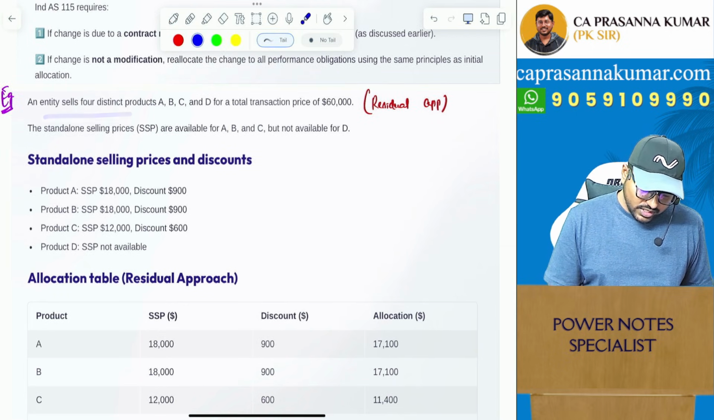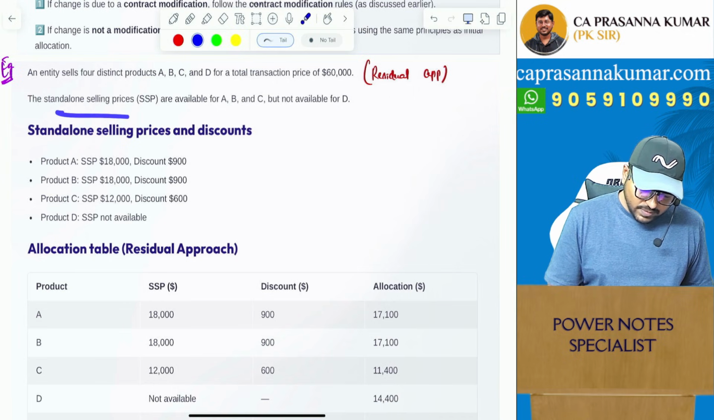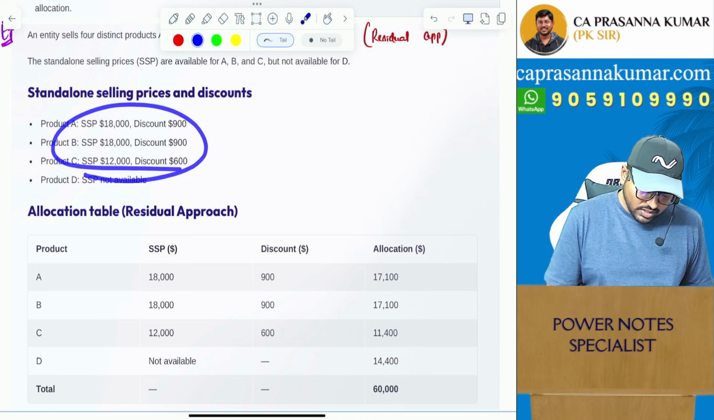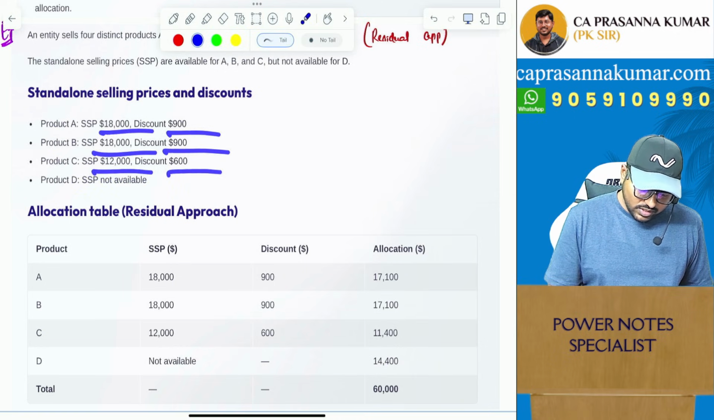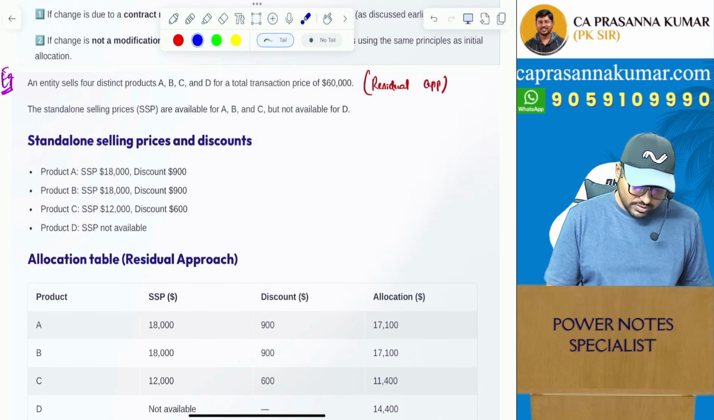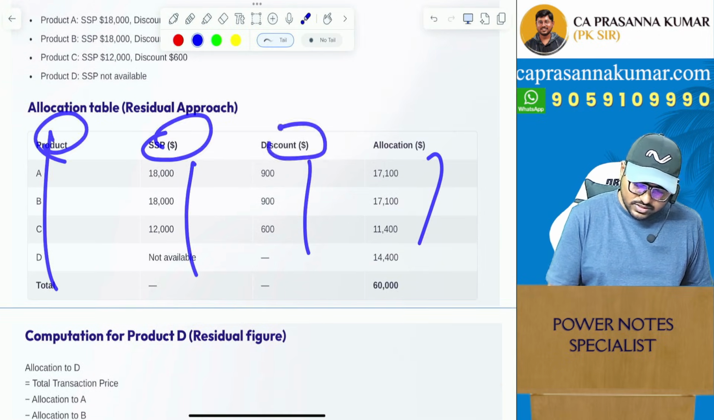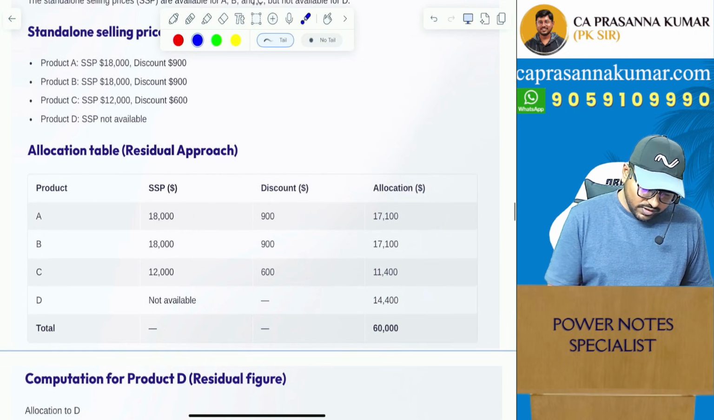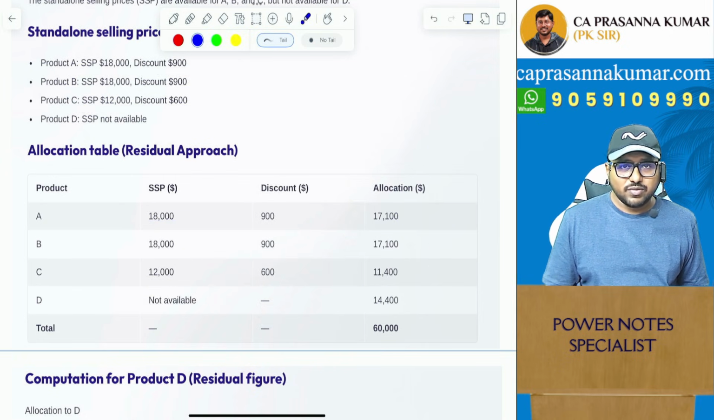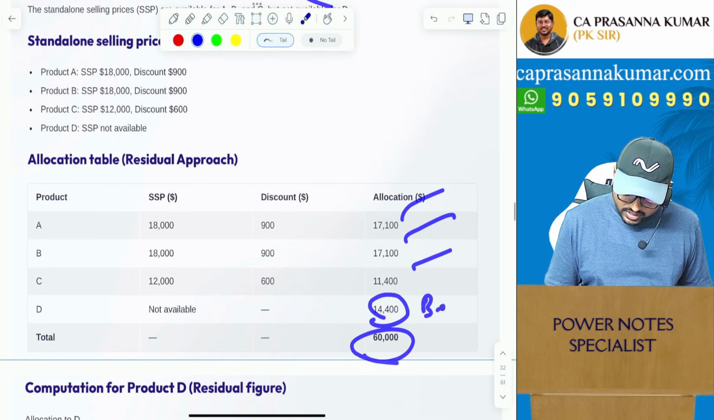An entity sells 4 distinct products A, B, C and D for a total transaction price of 60,000. All right, ignore dollars. The SSP are available for A, B and C but not available for D. So standalone selling price and discounts will be given in the question. Okay, 18,900, 18,900, 12,600. But product D SSP is not available. But total transaction price is given, which is 60,000, which means we'll find SSP of product D as a balancing figure. So usually we'll go with the same columns: product, SSP, discount, allocation. You know the SSP and discount for the first 3 products, copy paste. You get your allocation, right? Allocation of TP for the first 3 products. You know total transaction price is 60,000. Then automatically this will be calculated as a balancing figure.